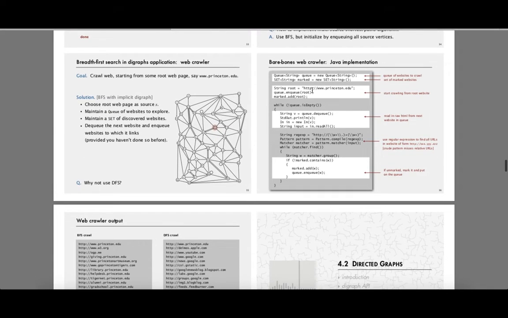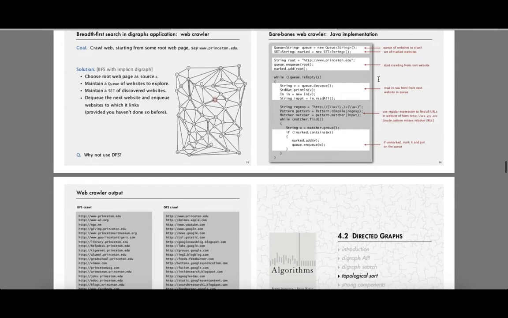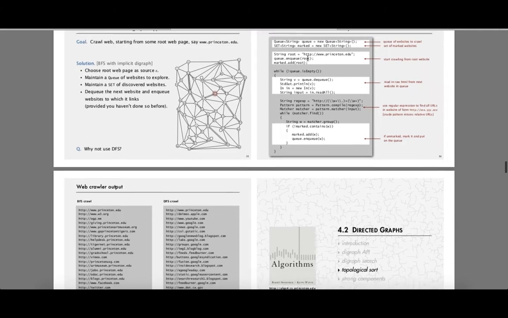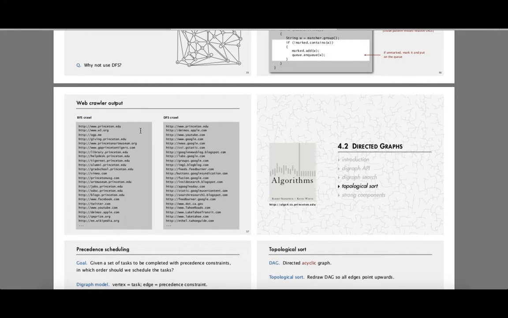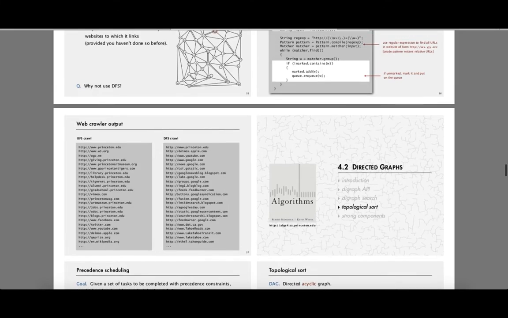So there is a Java implementation of the web crawler. We use Q for the website crawler and S as the marked websites. And there is a root and so on. There is a difference between BFS crawl and DFS crawl. BFS crawl gives the closest websites, as I said before, and DFS goes deeper, and the closest ones are returned last. So that's all.